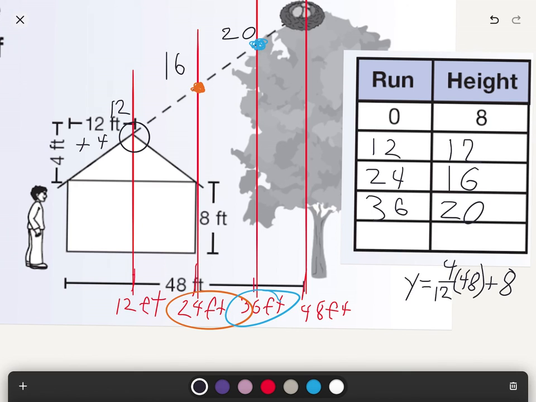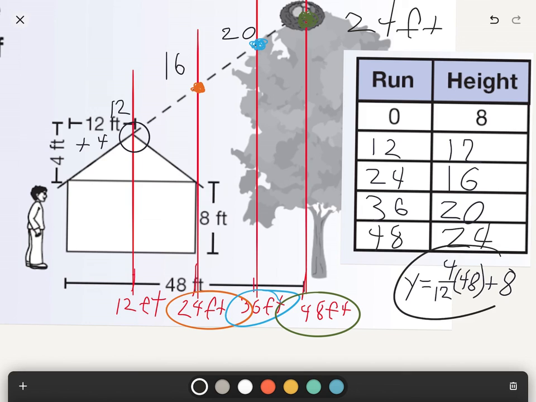And so once we get to green, our 48 feet up here, that's where our bird nest is. We just go forward our last 12 feet to 48, and we go up our last 4, giving us an answer of the height is 24 feet. Okay, or you can solve for this. Either way. Okay.